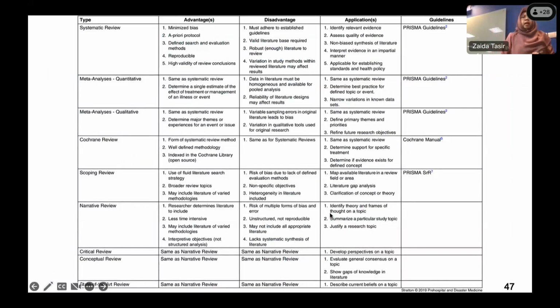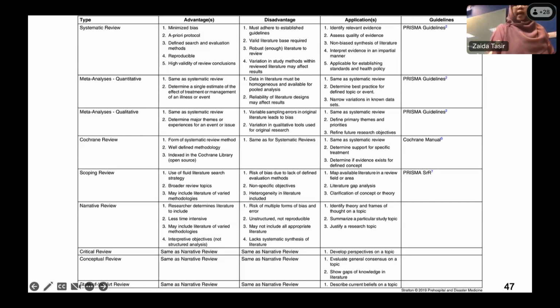Okay, and this is another diagram to explain the advantages and disadvantages and the application of each type of review, and what guidelines you can use. Remember, PRISMA is a common guideline. You can use it in scoping review, you can use it in systematic literature review, it depends. But usually it has been introduced for systematic literature review and meta-analysis. Okay, but people can use it for other types of review. So it depends. You can read this. This is, for example, the quantitative meta-analysis. What are the advantages, disadvantages, scoping reviews, and so on.